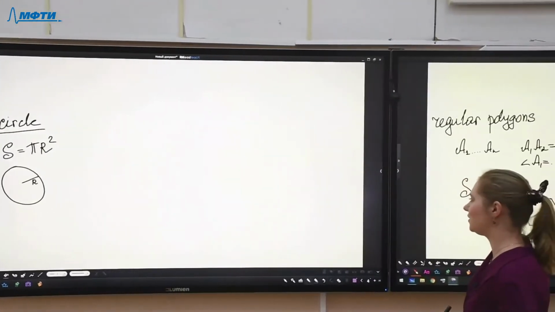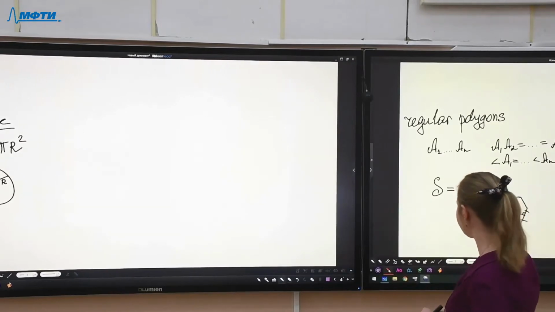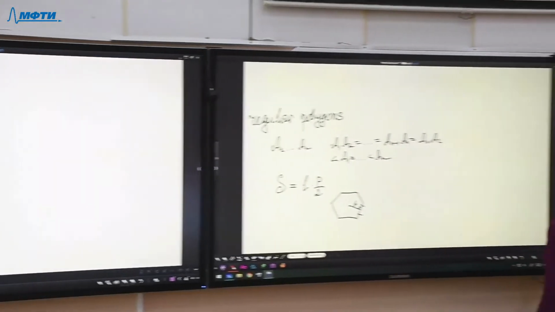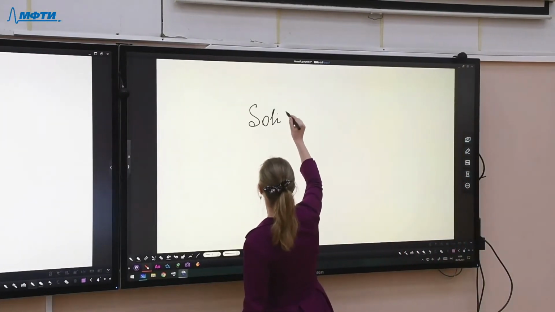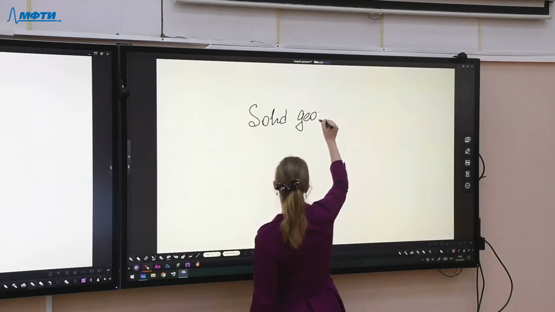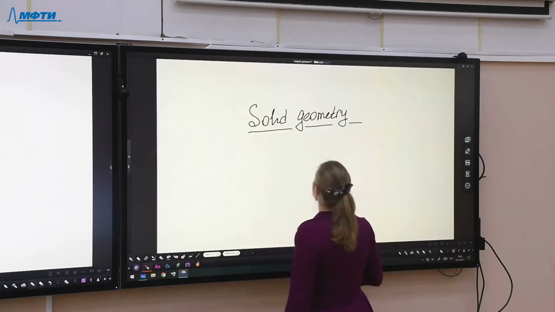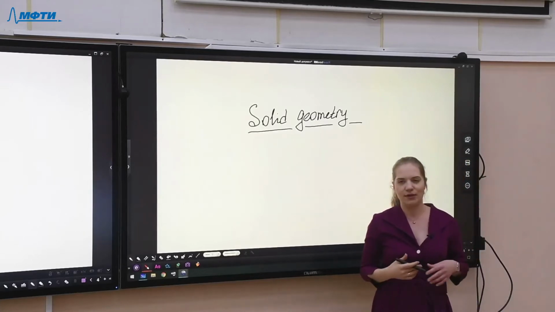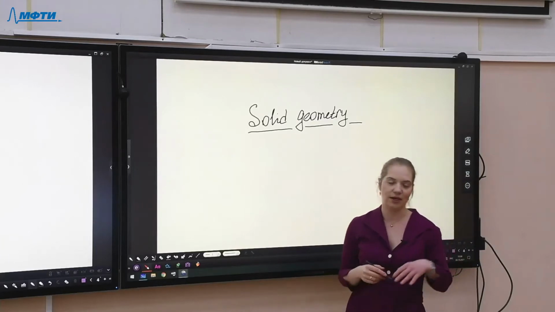So that is about areas of different plane figures. Well, and now we are ready to move to solid geometry. We can consider solid geometry as an extension of plane geometry. So we used to walk on a plane, but now we begin to walk in space.